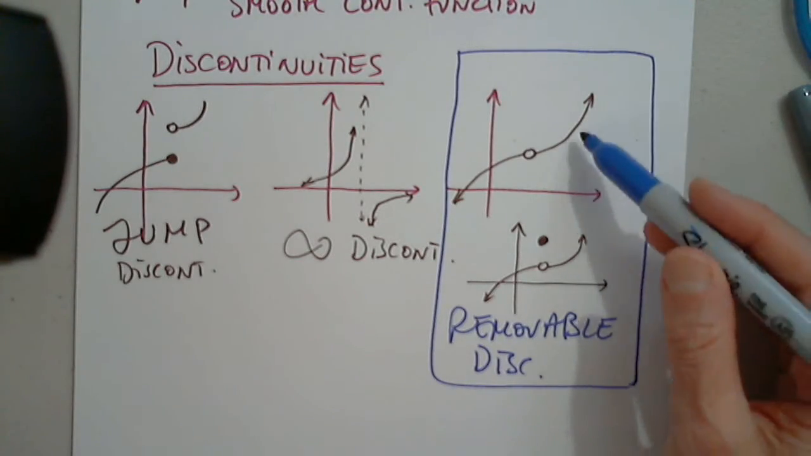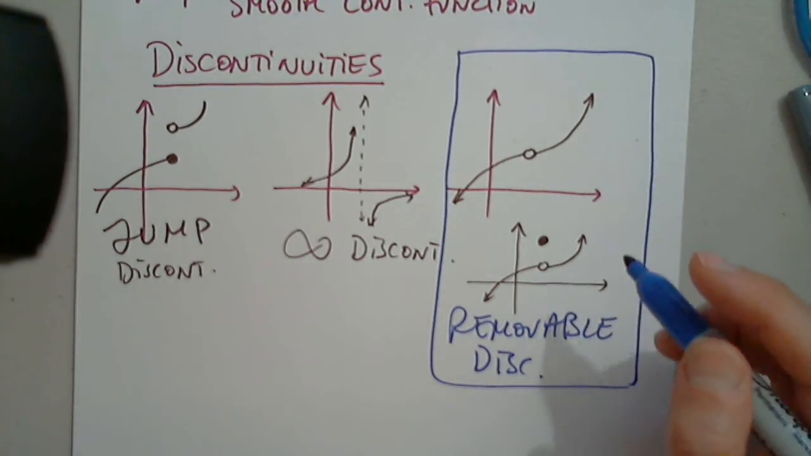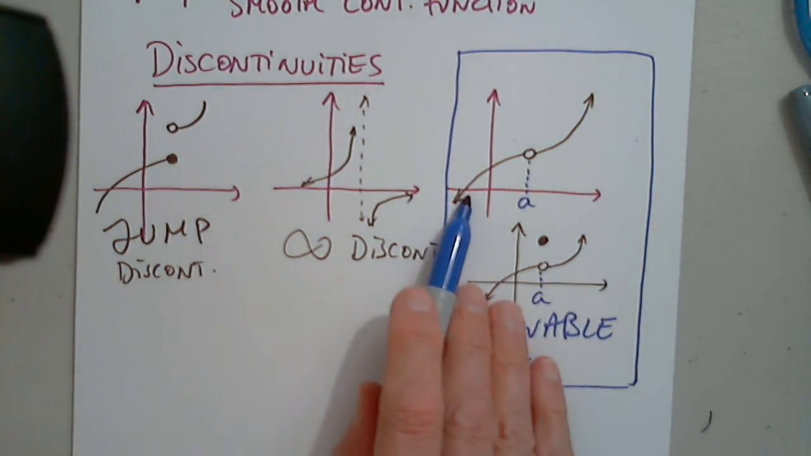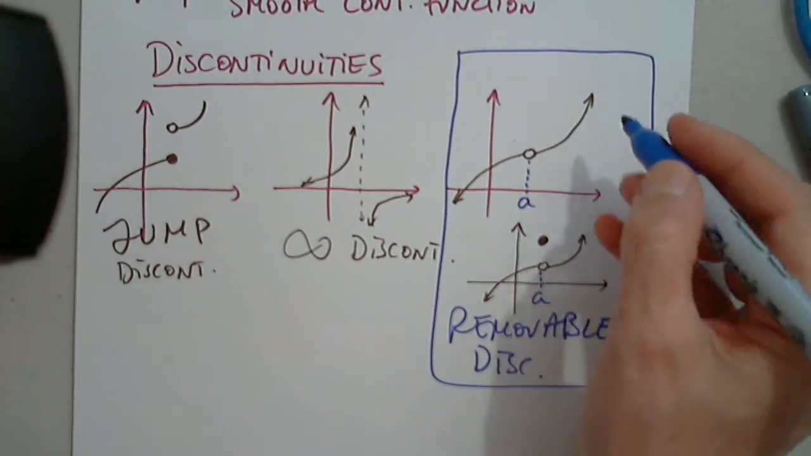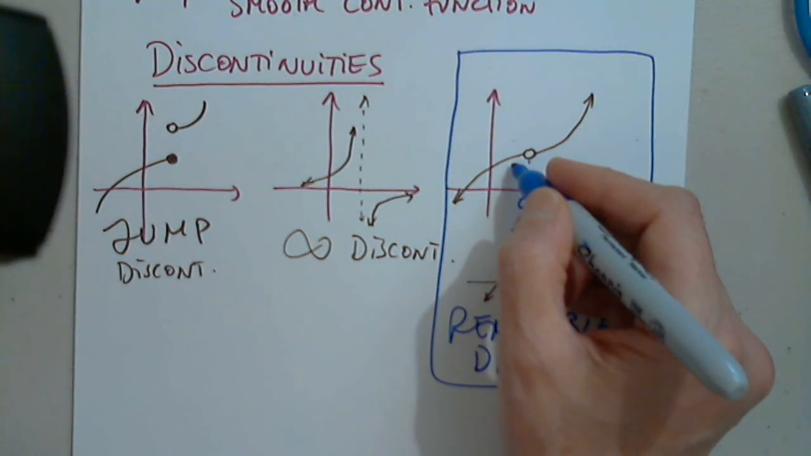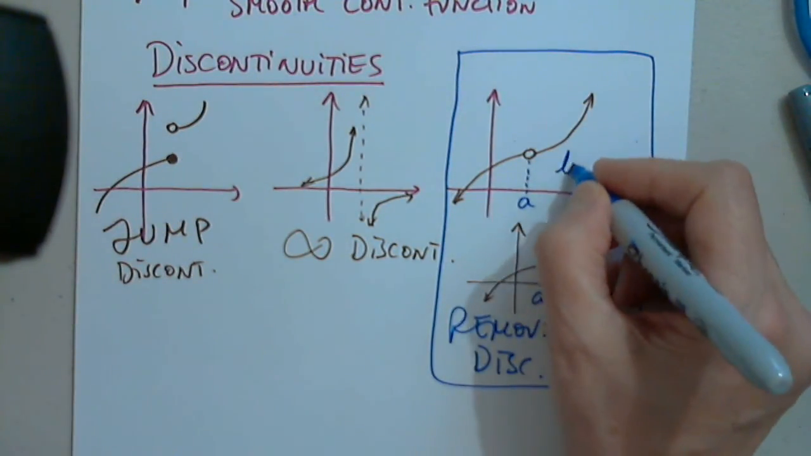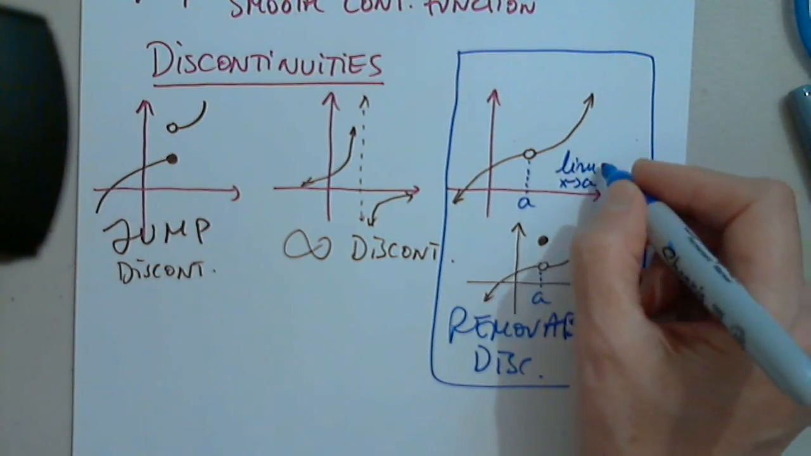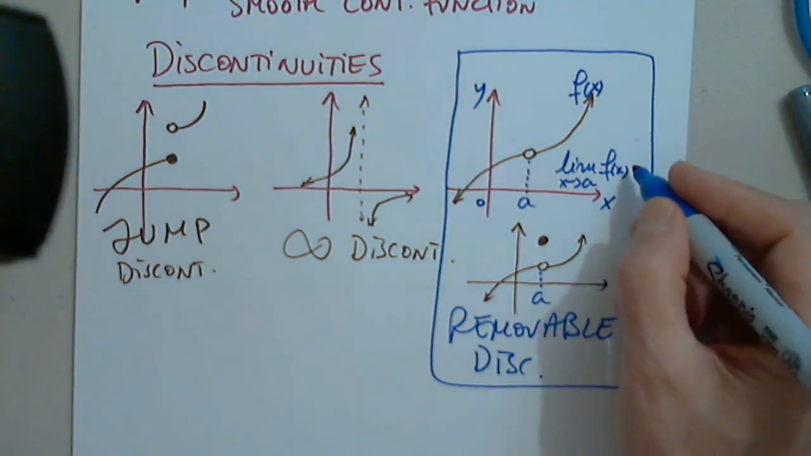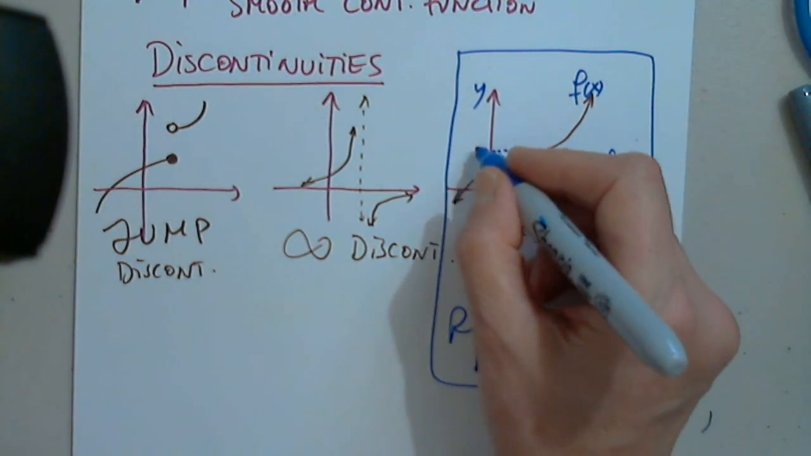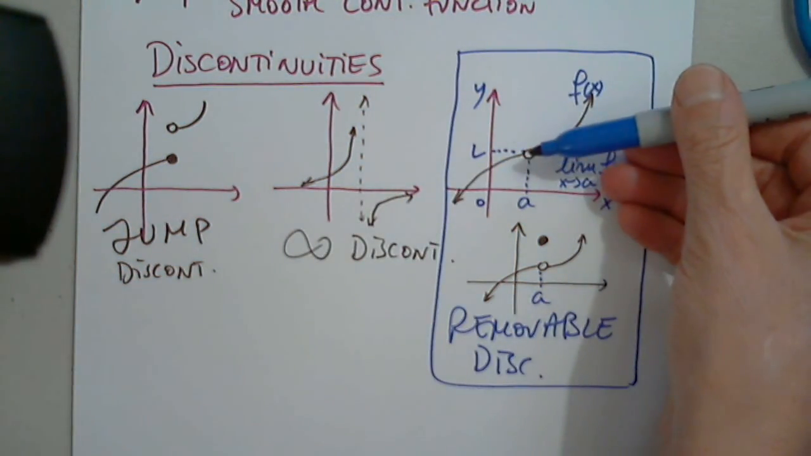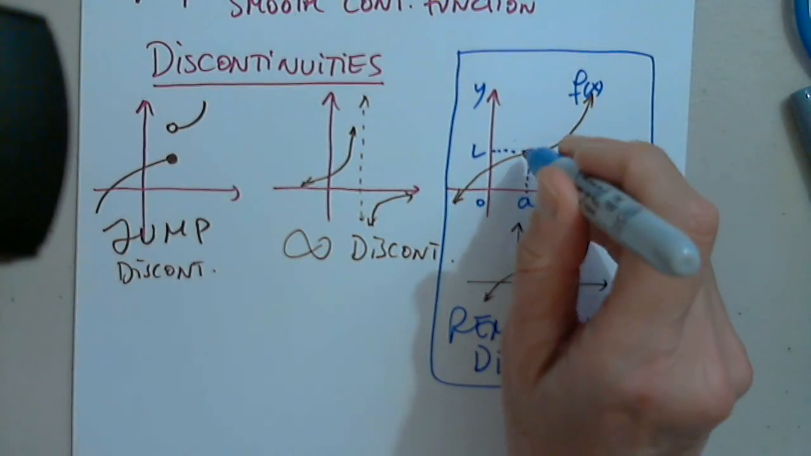And I want to talk about removable discontinuity first. As you see, if this is A, as x approaches A from either side, function values approach the same value. So the limit exists here. So the limit as x approaches a from either side of f of x is L. This is a removable discontinuity. The limit from the left equals the limit from the right, but not the function value at that point.